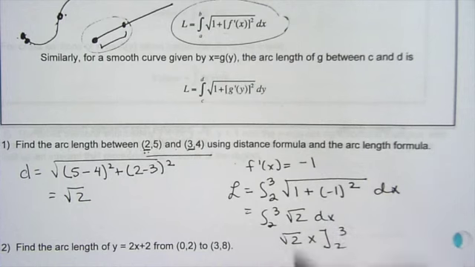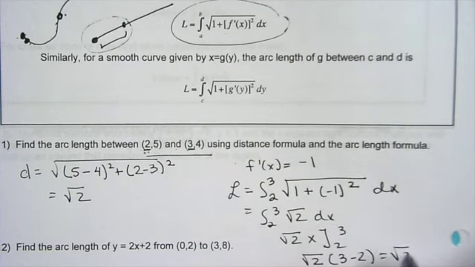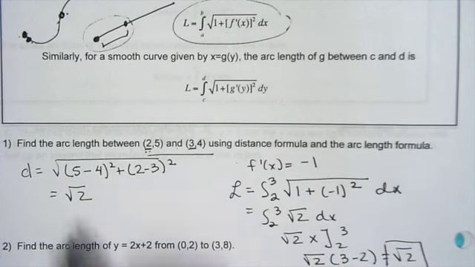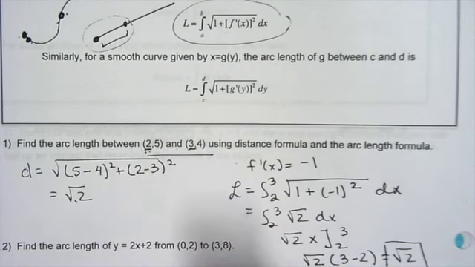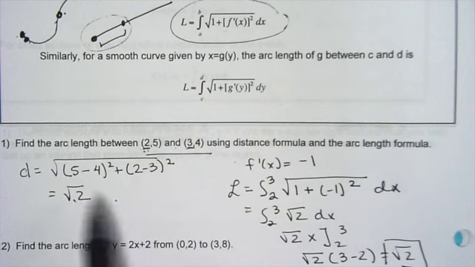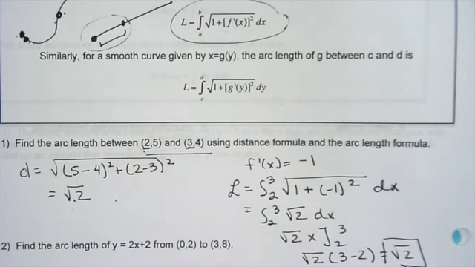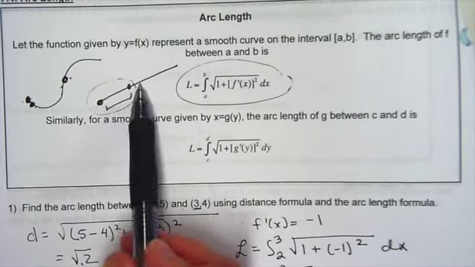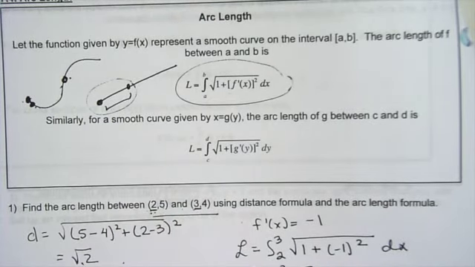Let's plug in my bounds. I get square root of 2 times (3 minus 2), which is square root of 2, exactly the same way I got using the distance formula. So notice for a straight line, the distance formula is probably quicker. But you do get the same answer using the arc length formula, which works for a straight line or a curve. Distance formula only works for a straight line.